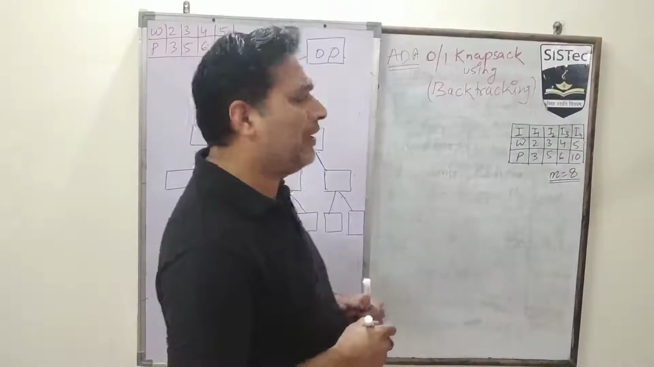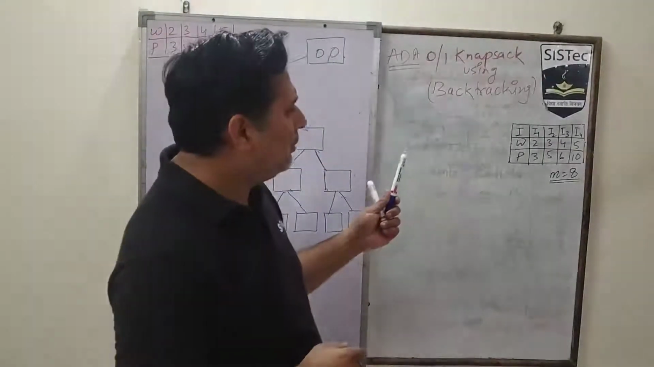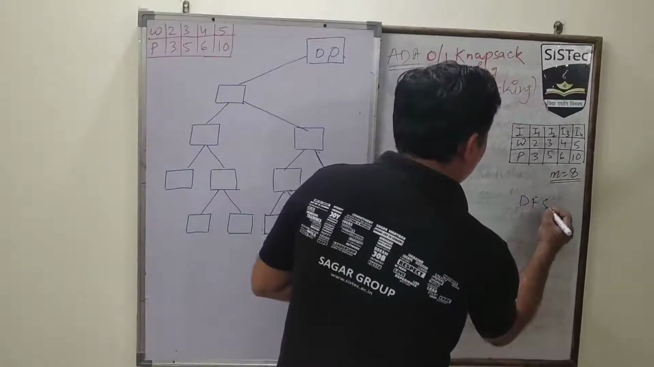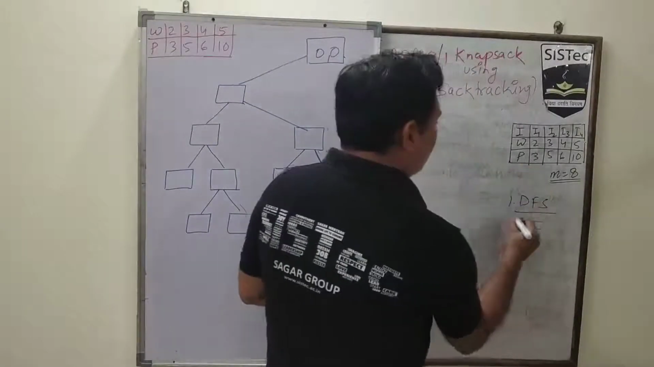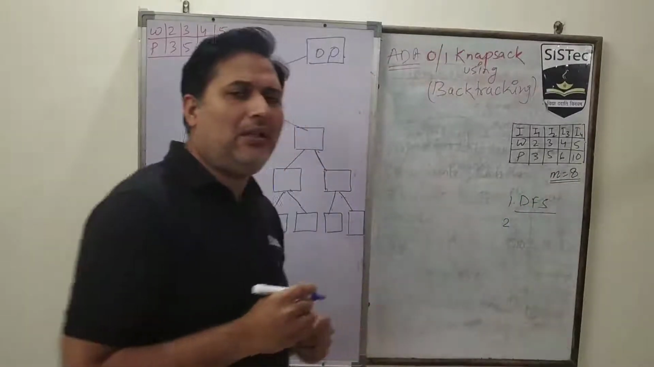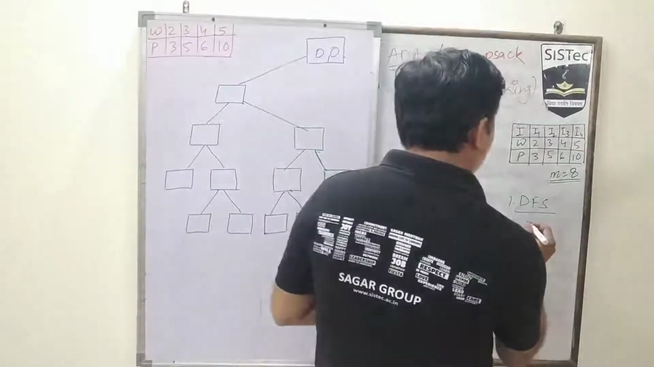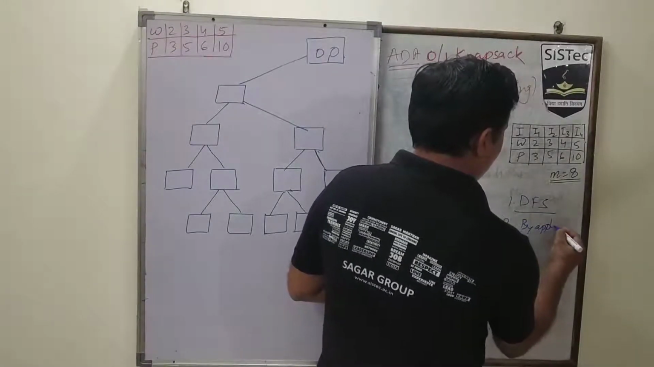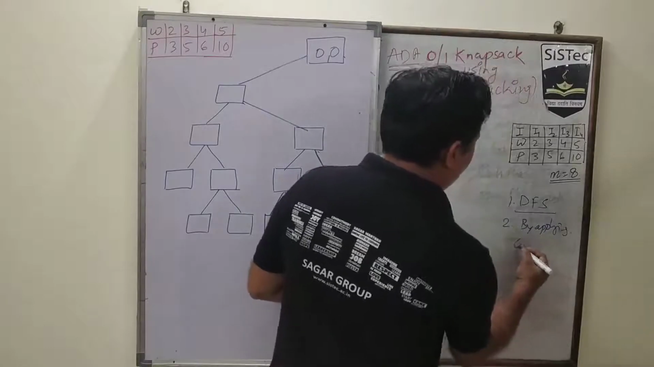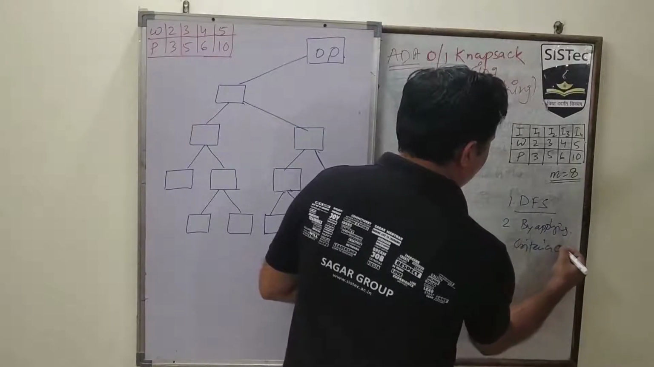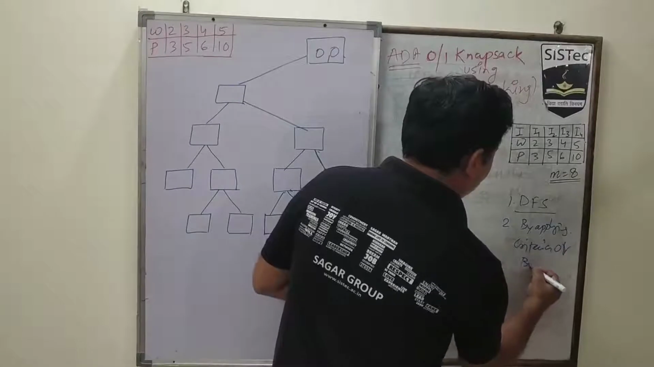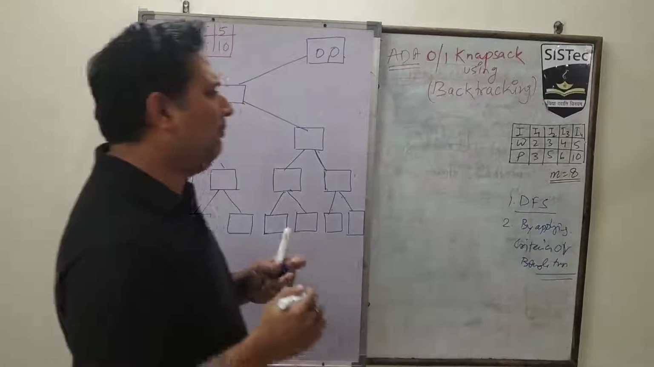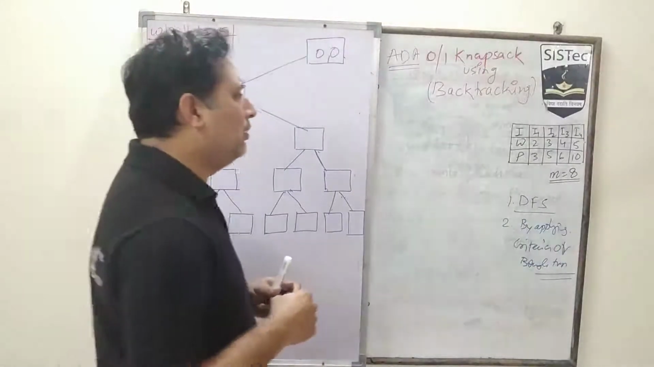As we know, backtracking generates the solution space tree in DFS manner. Then we'll see how we'll kill some of the nodes by applying some criteria, or you can say some bounding function. Let's see this example and we'll see how to solve this using backtracking.